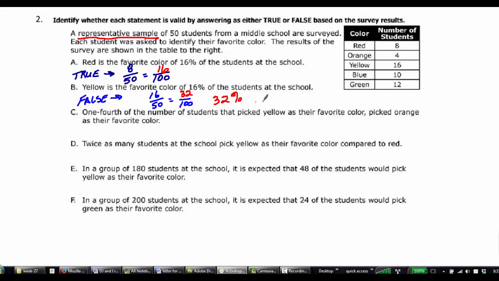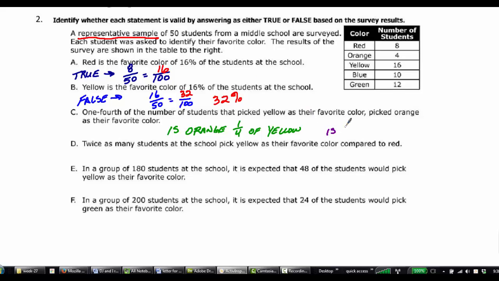Letter C, 1/4 the number that picked yellow picked orange. So if we take that and maybe change the wording just a little bit, here's what they're asking. Is orange 1/4 of yellow? Remember, sometimes the hardest part of these questions is reading the question. And if that's the case, then you need to take the time to rephrase it for yourself. So is the orange 1/4 of the yellow?